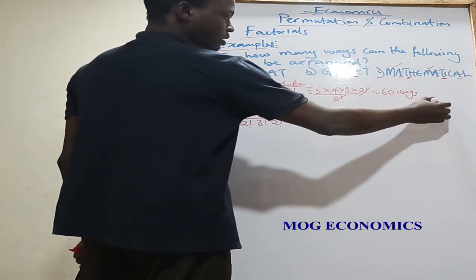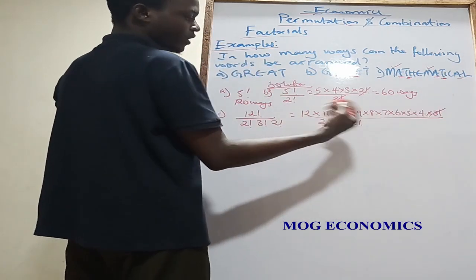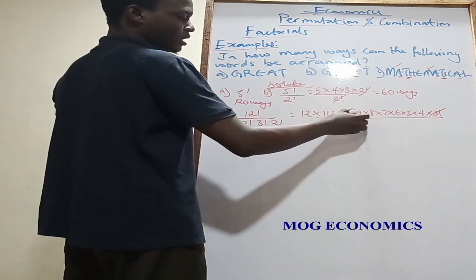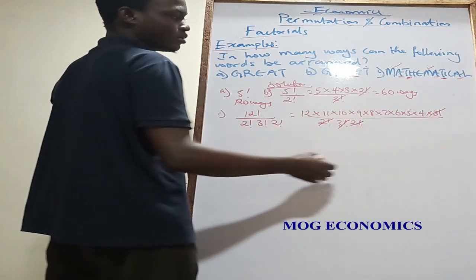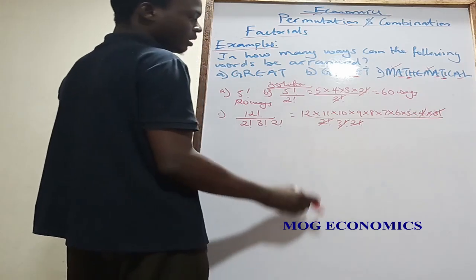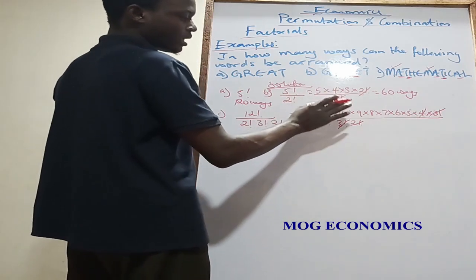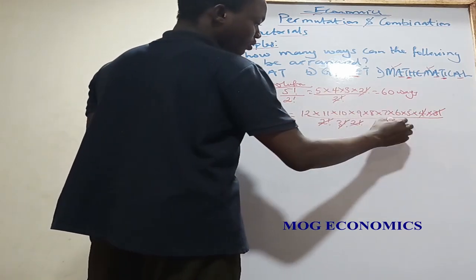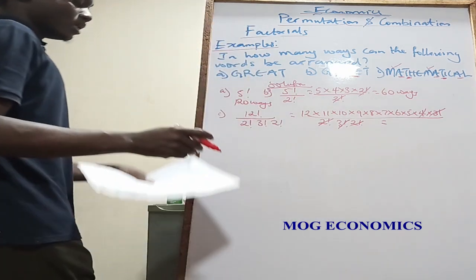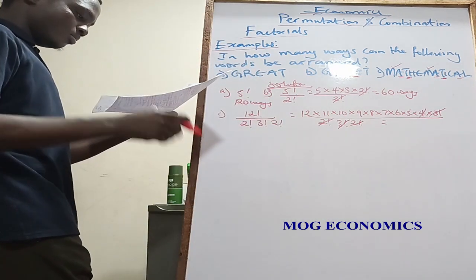3 factorial cancels 3 factorial, that's 3. Now the 2 factorials, this and this, they are just 4. Like 2 times 1, 2 times 1, so it cancels 4. So I'm left with 12 times 11 times 10, 9, 8, 7, 6, whatever, equal to, this is a large figure. What is this?